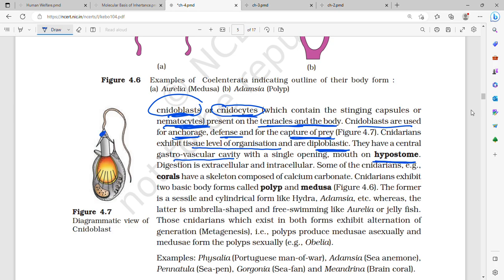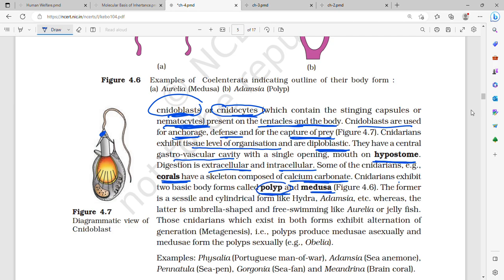Digestion is extracellular as well as intracellular. Some of the cnidarians, for example corals, have a skeleton composed of calcium carbonate. Cnidarians exhibit two basic body forms, that is polyp and medusa.